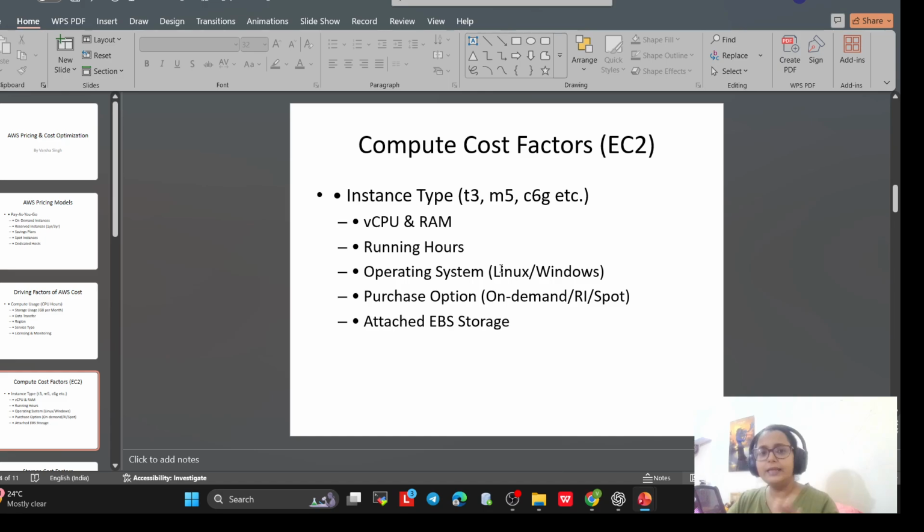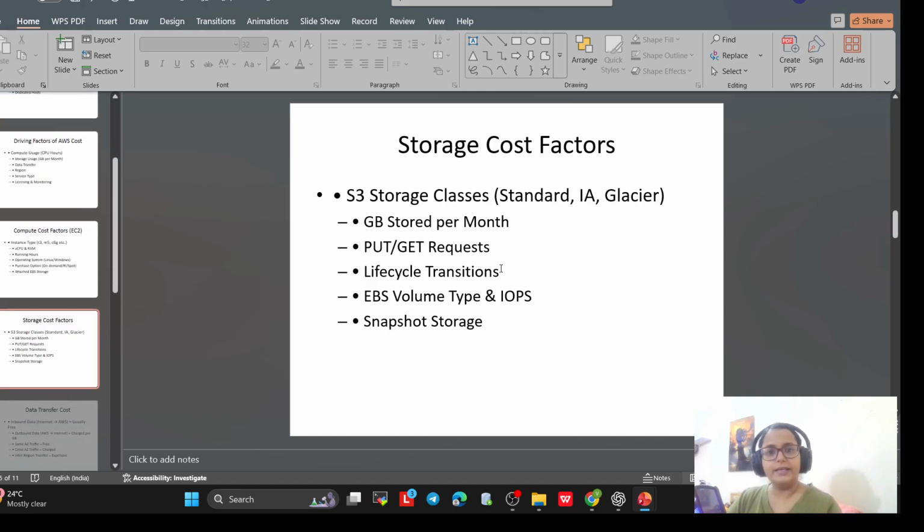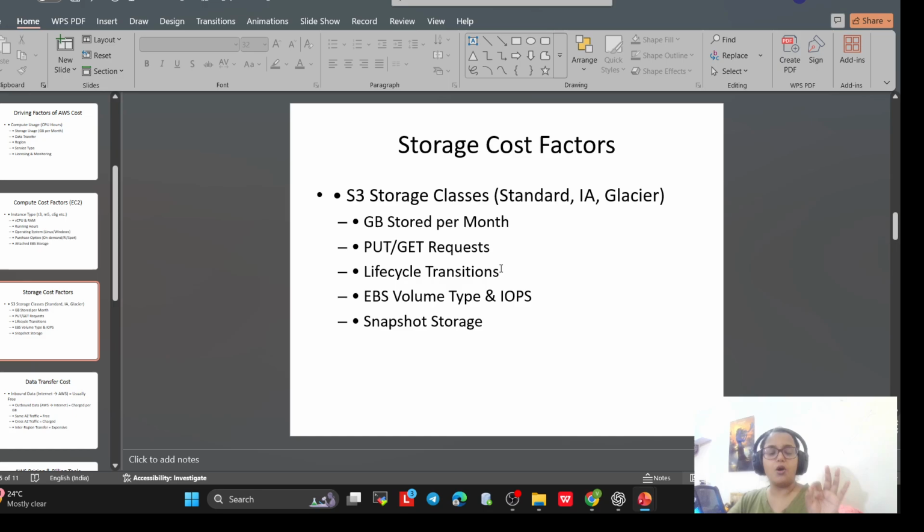So you can say it like that also. Next thing is the storage cost factor.